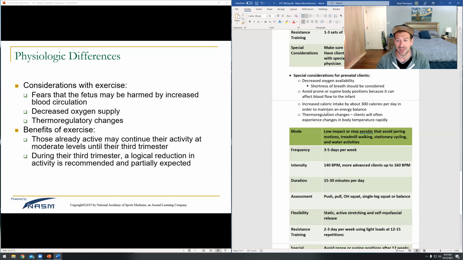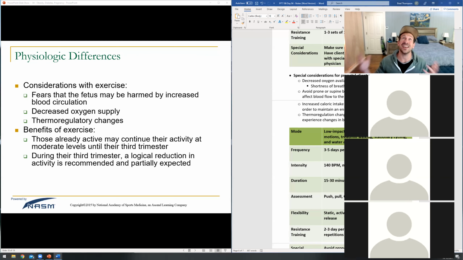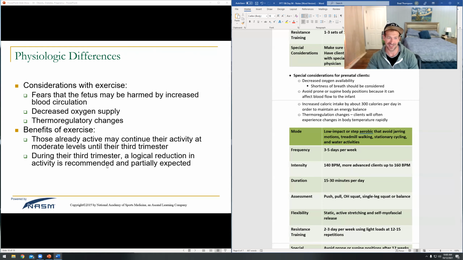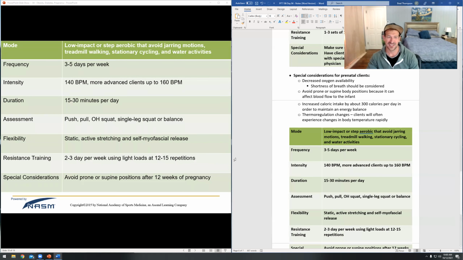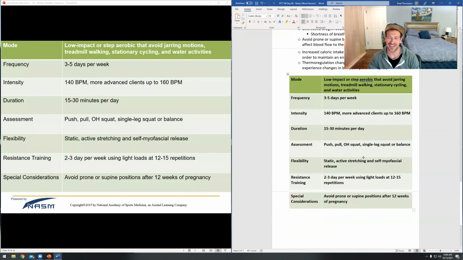Again, the only thing you need to worry about with thermoregulation is that clients will often experience changes in body temperature rapidly when they are pregnant. There are more hormones and therefore an increase in temperature as pregnancy is present. We also see it just gets really uncomfortable. Every pregnant client I've ever talked to is like, it's hot, turn on the AC. I'm so uncomfortable. I'm going to kill you. They get cranky pretty quickly. So just be aware of that. It's not a safety risk. It's just an uncomfortable risk. Those are direct quotes.